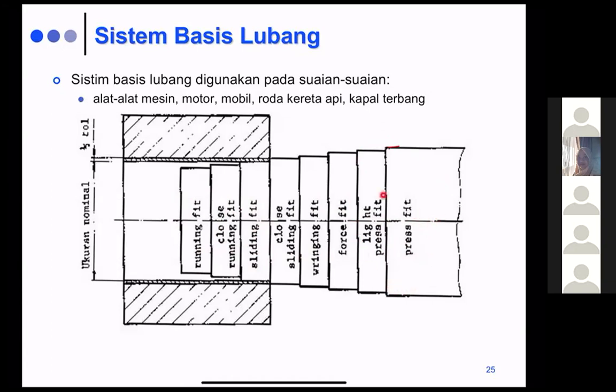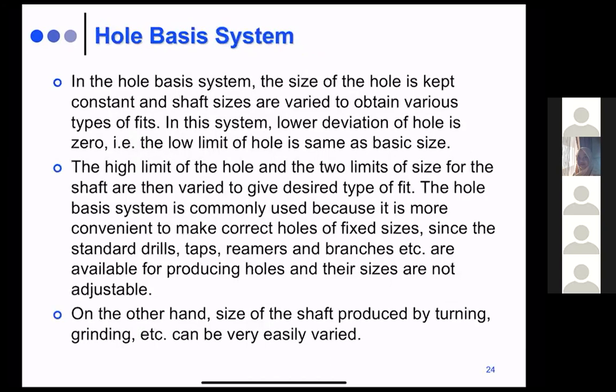So in a hole-based system we determine the hole diameter, and then we determine which fit we're looking at. After that we calculate the tolerance that is required. Okay, so I can read one here.